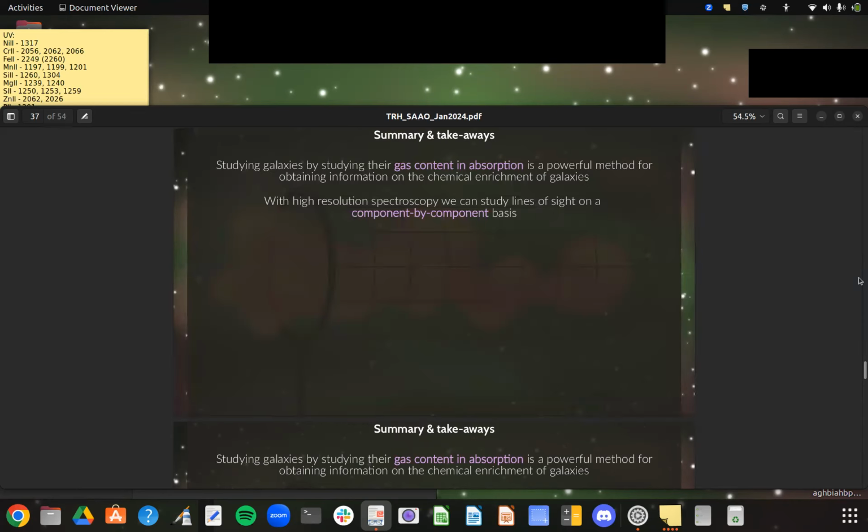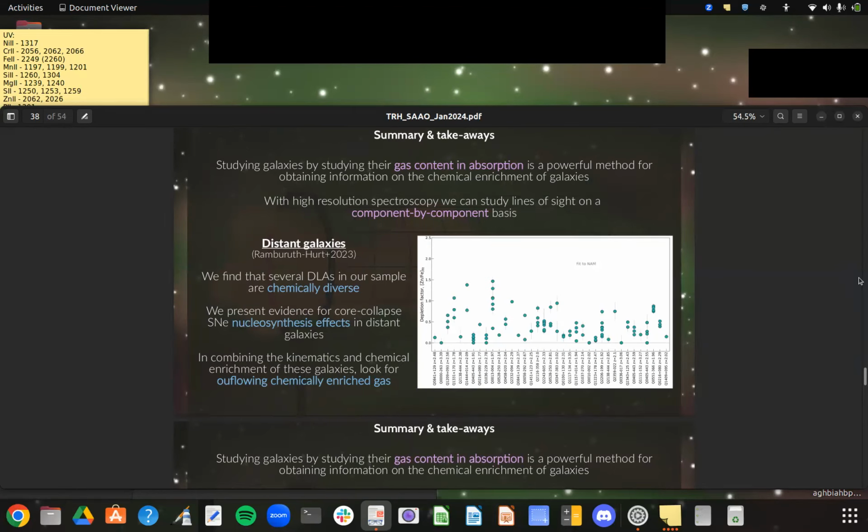Okay. So in summary, studying galaxies by studying their gas content and absorption is a very powerful method for obtaining information on the chemical enrichment of galaxies. And then further, with high resolution spectroscopy, we can study lines of sight on a component by component basis. And then from my first paper, we find that several DLAs in our sample are chemically diverse. We present evidence for core collapse supernovae nucleosynthesis effects in distant galaxies. And then in combining the kinematics and chemical enrichment of these galaxies, we can start to look for evidence for outflowing chemically enriched gas.